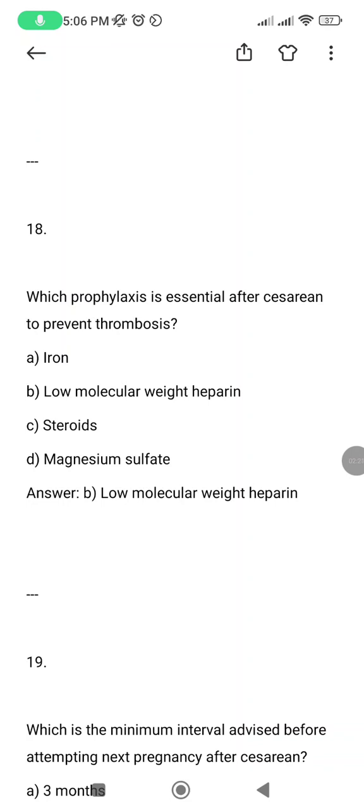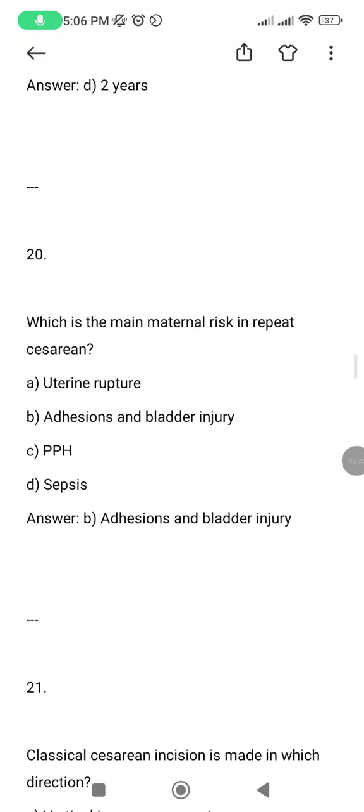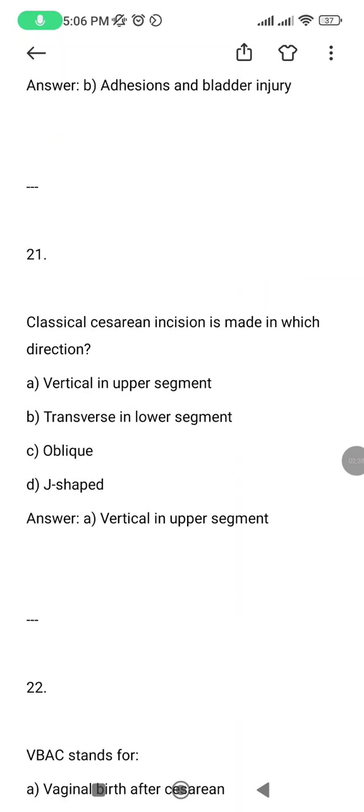Low molecular weight heparin. Which is the minimum interval advised before attempting next pregnancy after cesarean? 2 years. Which is the main maternal risk in repeat cesarean? Adhesions and bladder injury. Classical cesarean incision is made in which direction? Vertical in upper segment.